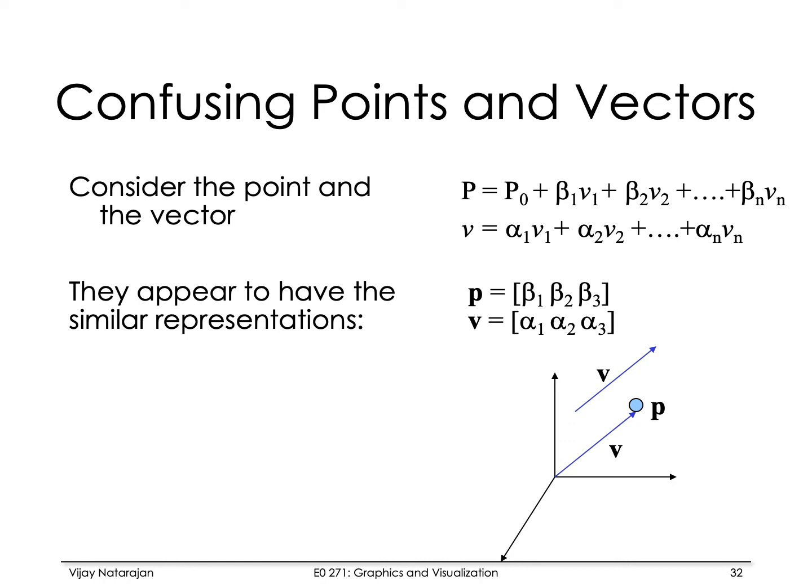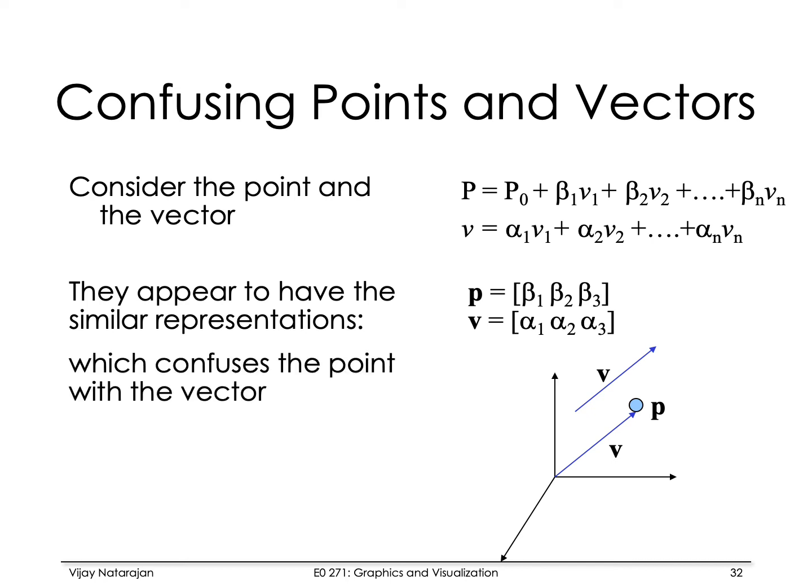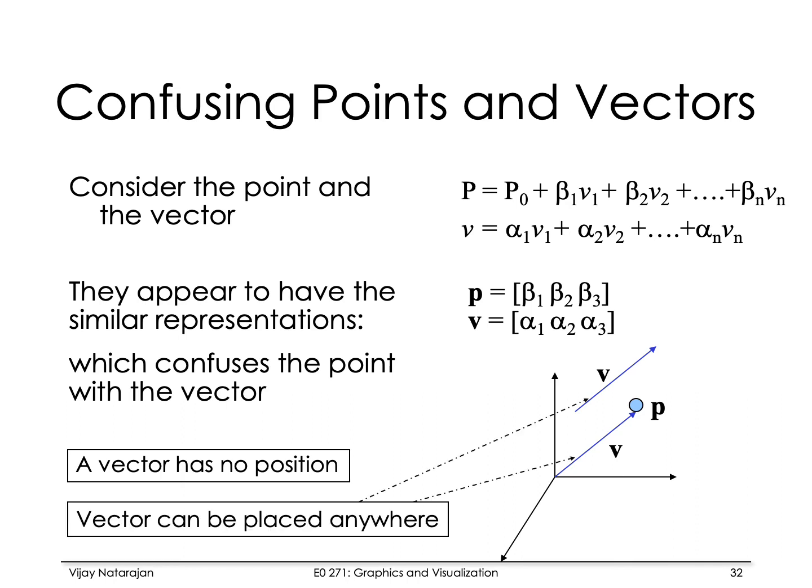V, a vector, is represented as alpha 1, alpha 2, alpha 3, where the alpha i's and beta i's are scalars. So if you think about this, the point P and the vector V have similar representations. There seems to be no real difference between the two. So this is confusing, particularly because a vector has no position. So we do want to distinguish between the two. The vector can actually be placed anywhere, right? On the other hand, the point is fixed. So we do need a representation that is able to distinguish between points and vectors.